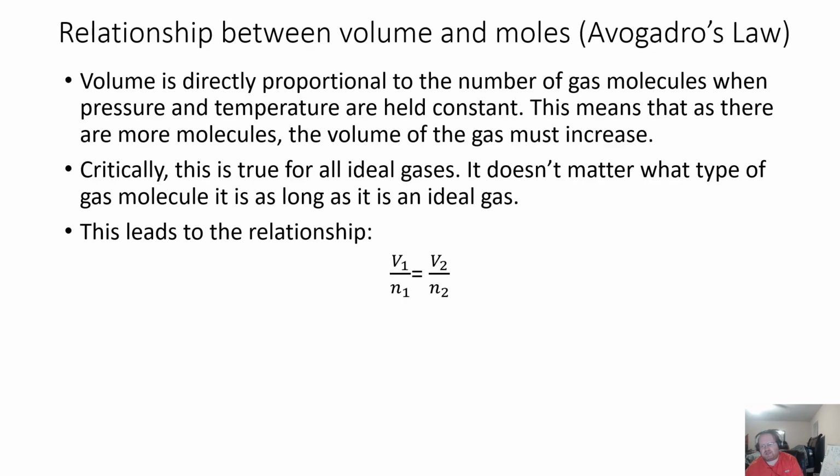And so this leads to the relationship that looks just like V1 over T1 equals V2 over T2. It's just V1 over N1 equals V2 over N2. And so this is just saying, hey, if I have more molecules and the other things stay constant, I have to have more space for those molecules to get those same properties. If I have fewer molecules, I need less space to get those same temperature and pressure properties.